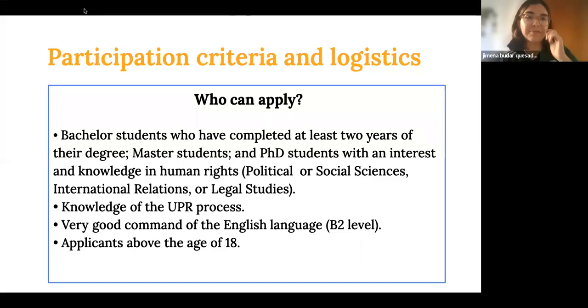Okay, I'm going to walk you through some of the participation criteria. So who is this open for? It's open for bachelor students who have completed at least 2 years of their degree, and to master or PhD students with an interest and knowledge in human rights. So particularly people studying political or social sciences, international relations, or law.